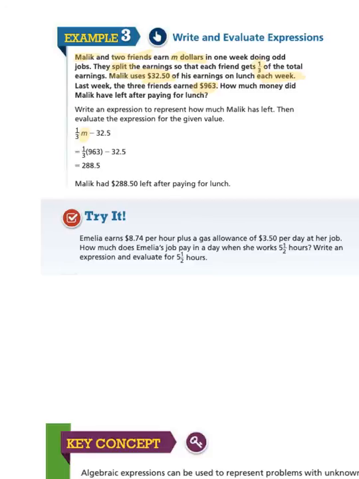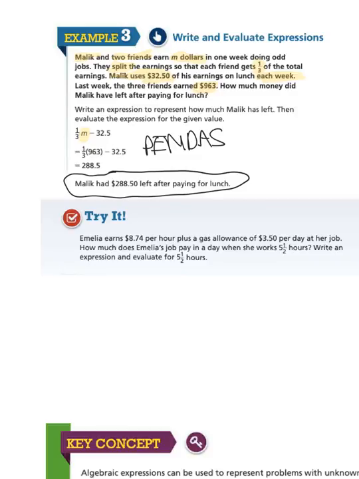All right. So you can change 1/3 into a decimal in your calculator and make sure you're following. Please excuse my dear Aunt Sally when you're evaluating these. So before you subtract, you have to do your multiplication. So in your calculator, 1/3 times 963 minus 32.5. Okay? So Malik would have $288.50 left after paying his lunch. Try the next one on your own.